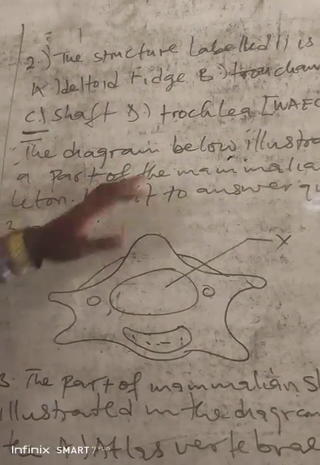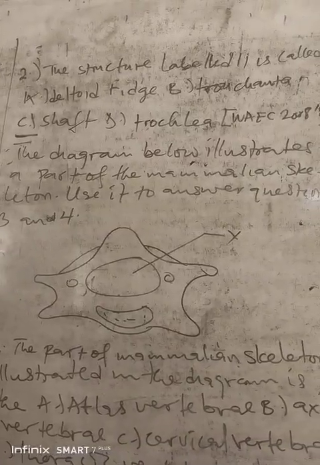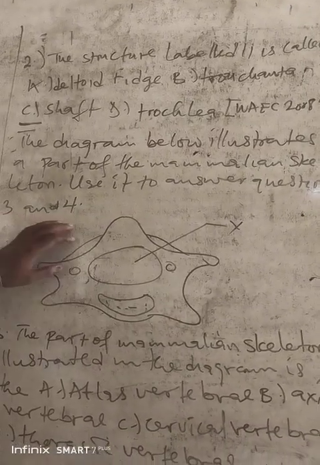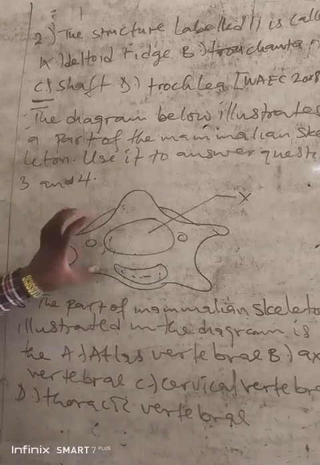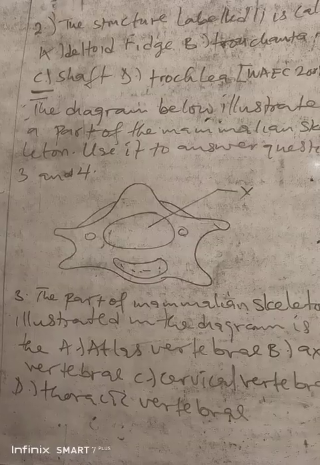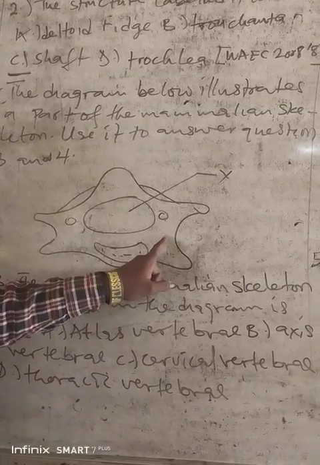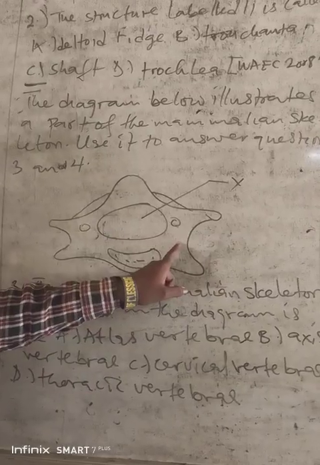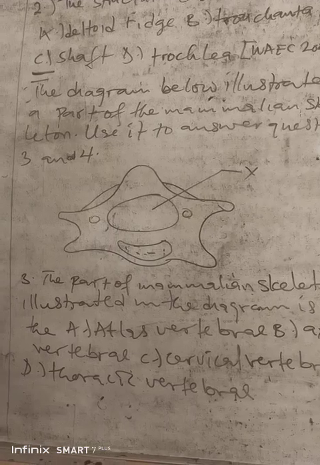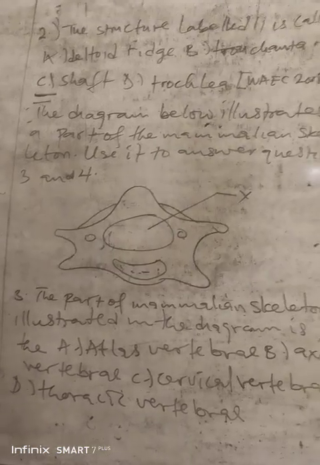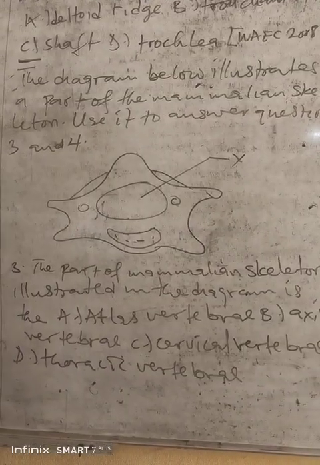The diagram below illustrates a part of the mammalian skeleton. Use it to answer question 3 and 4. This is it. Who can tell me where you can find this kind of bone? In the vertebral canal. There are 3 sets of bones in the neck. The first one is called the atlas. The second one is called the axis, with the odontoid process.